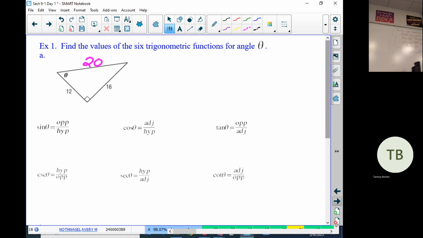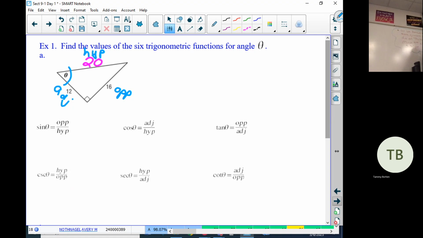Okay. Then what I would do is look for my angle again. This is theta. I'm going to mark that. Okay. What do we call the side opposite the right angle? Across from our angle theta, do you remember what we call that? Opposite. And then this side would be adjacent.